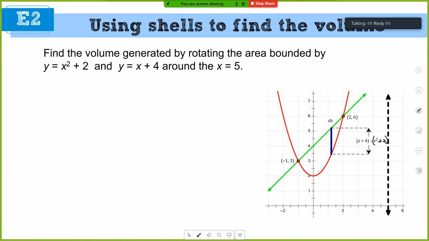Okay, so this one I'm going to go through a little bit slower because stuff changes. I've got this green line that's intersecting a parabola, and it's creating a bounded region. Remember that term, bounded region. It's got to be a finite area. And I want to revolve that around the axis.